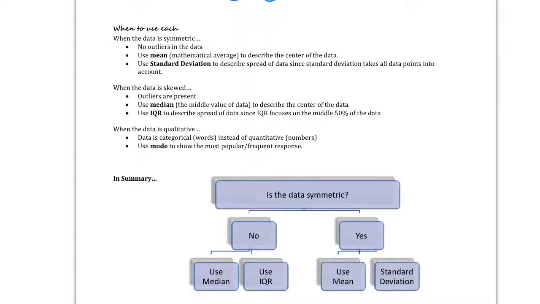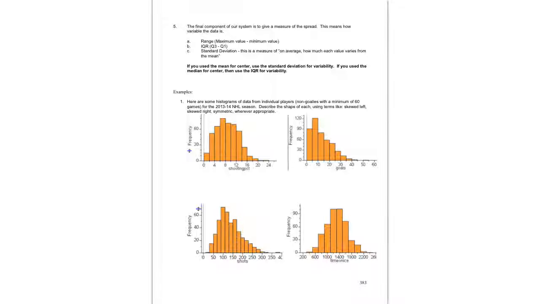So skip now ahead another page to page 383. So on here, we're just going to finish up with these 4 histogram examples. And we're asked to describe the shape of each using terms like skewed left, skewed right, or symmetric. So these are histograms for individual players during the 2013-14 NHL season. The first one is about shooting percentage, then number of goals, then number of shots, and then the time on ice. So our job is to describe symmetric, skewed right, or skewed left.